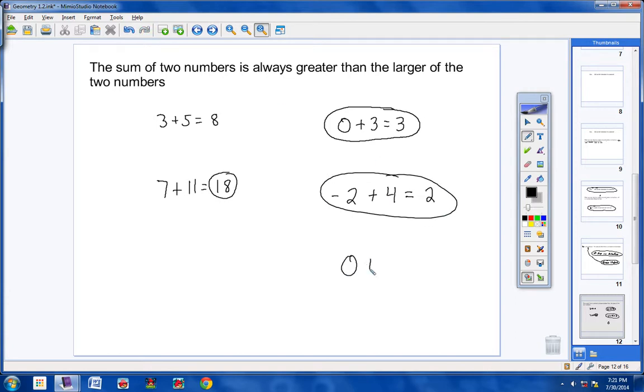Here's another counterexample, 0 plus 9. 0 plus 9 is 9. 9 is greater than 0, that's fine, but 9 is not greater than 9. 9 and 9 are the same numbers. So this would also be a counterexample. Do you see what I'm doing? I'm looking for ways to prove this conjecture wrong, okay? And I did that 3 different times. Well, which one is the right answer, Mr. Earhart? Any one of these 3. Just any statement or example that proves this conjecture wrong would be a counterexample.